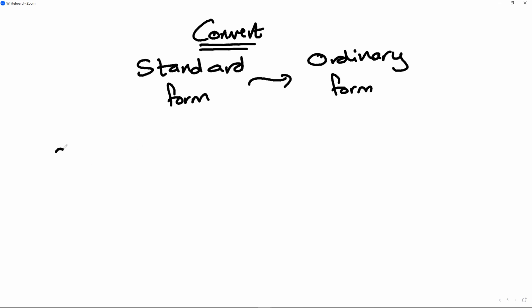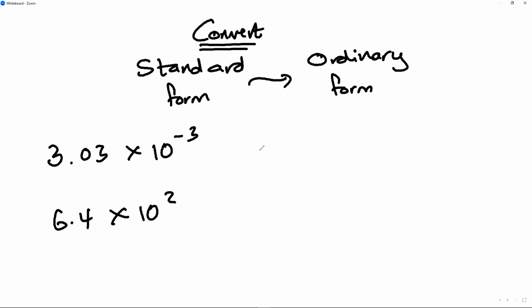So let's suppose I've got it in standard form, 3.03 times 10 to the power of -3. I've got 6.4 times 10 to the power of 2. Now I want to convert it into ordinary form. Now let's analyze how this is actually looking.